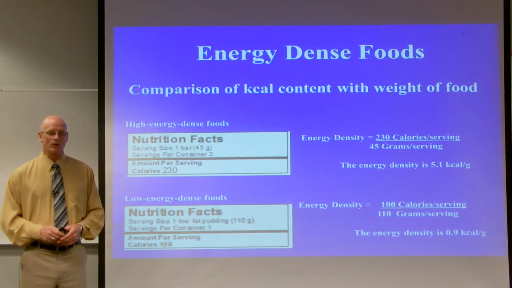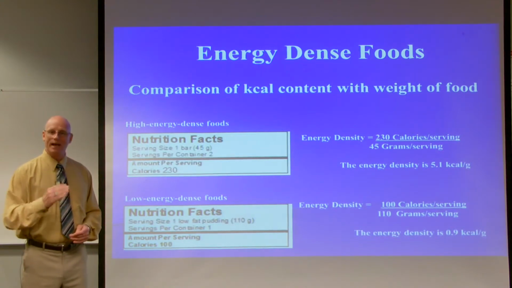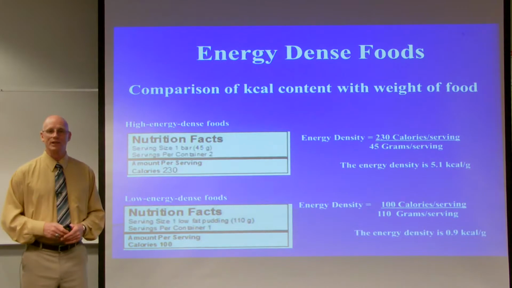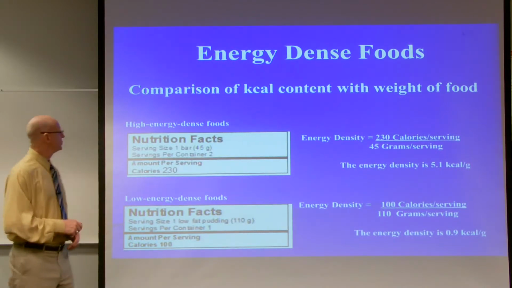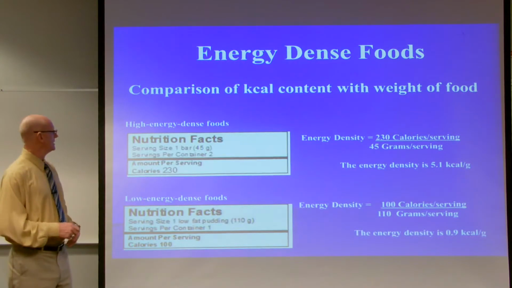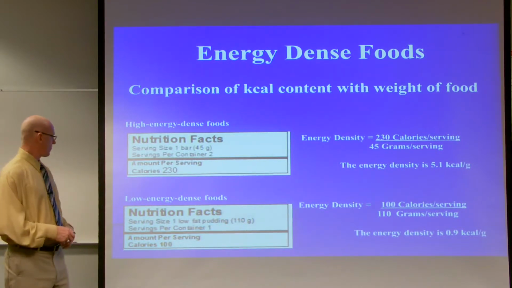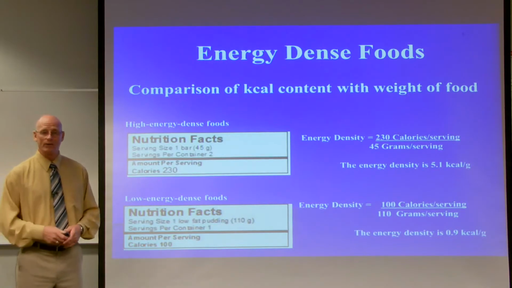Okay, we looked at nutrient density and related that to the quality of food, dependent upon how many nutrients it has, relating that to the least amount of calories that food would have, coming up with the nutrient density ratio. Here is energy-dense foods, and it's a comparison of the kilocalories with the weight of the food. Now, I've chosen two nutrition facts labels. One is a candy bar, and the other one is a low-fat pudding. The candy bar weighs 45 grams, and it has 230 calories. And the low-fat pudding weighs 110 grams, and it has 100 calories per serving.